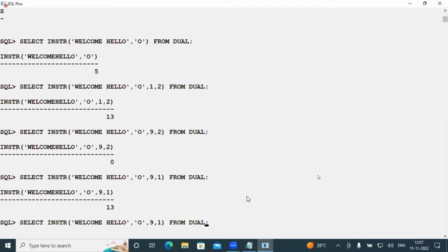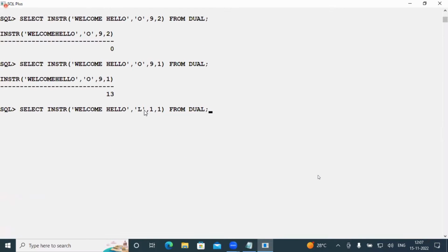Okay, let me try one more. Suppose I was given L. My starting position is 1 and the first L. Now tell me, guess how much? Starting position means W. From W onwards, which occurrence? First occurrence of which character? L. From W onwards, the first occurrence of L has which position? Yes, third position. Okay, right.